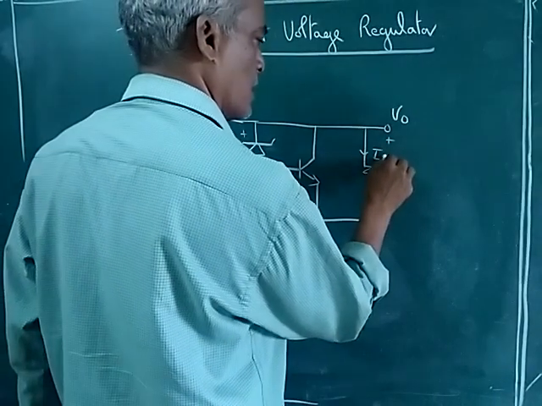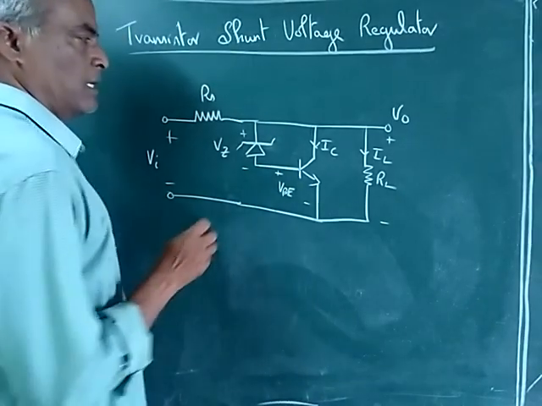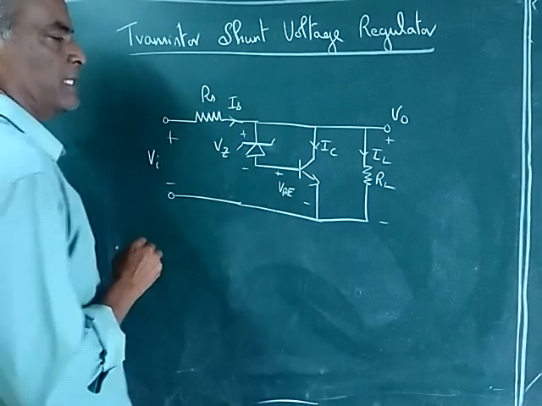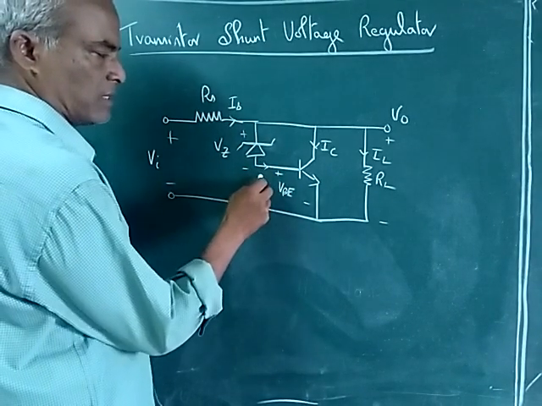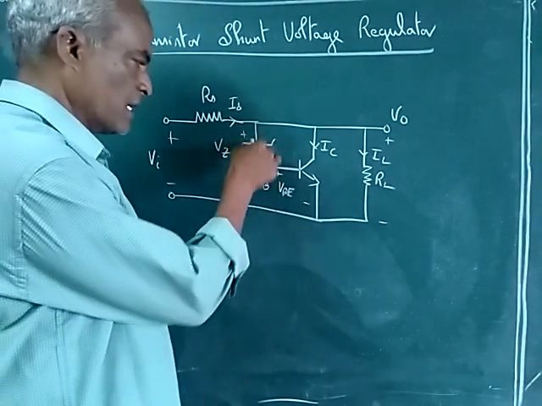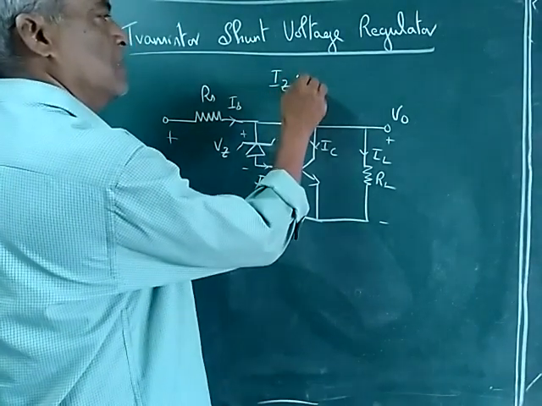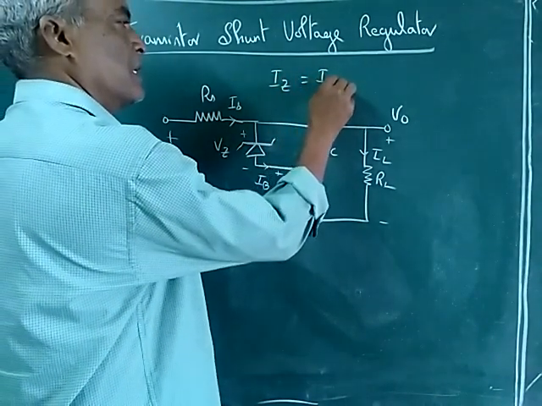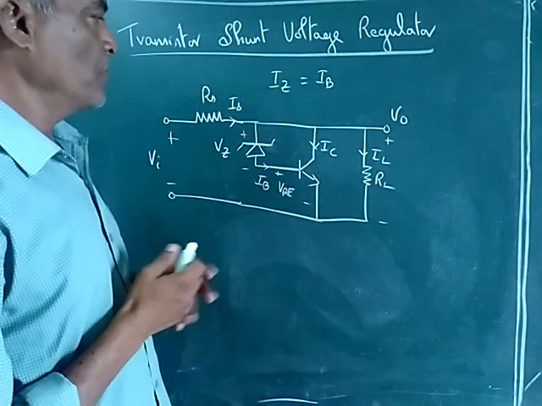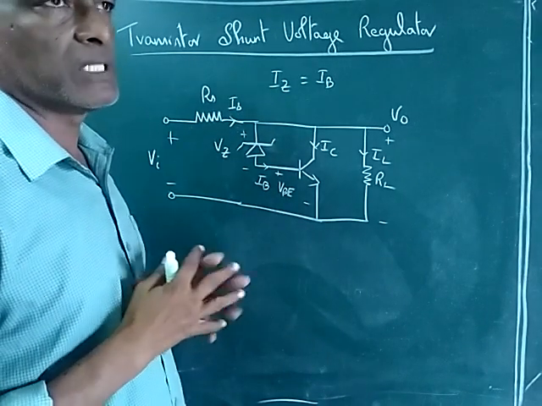Here we have the load current. Here we have the collector current. And then here we have the series input current, Is. And of course this is the base current, Ib. So the Zener current and base current are the same. That is the Zener current, which is nothing but the base current as far as this circuit is concerned. Generally, you all know that a Zener will be operated in the reverse bias mode.